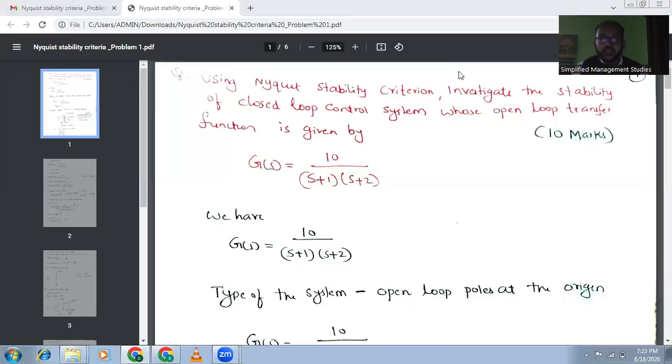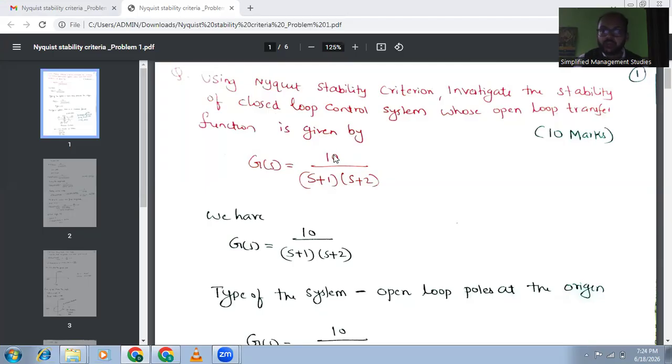Hello everyone. In this video, I am going to discuss a simple numerical example on Nyquist Stability Criterion. The question is, using Nyquist Stability Criterion, investigate the stability of a closed loop control system whose open loop transfer function is given by G(s) = 10 / (s(s+1)(s+2)). It is an open loop transfer function which is given.